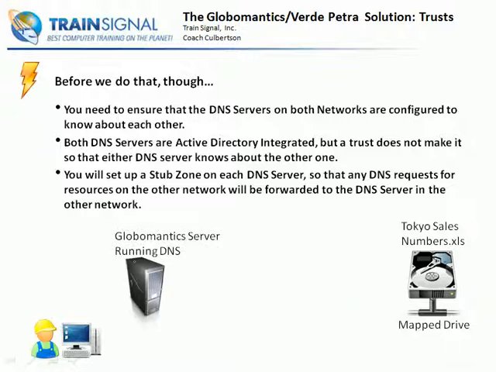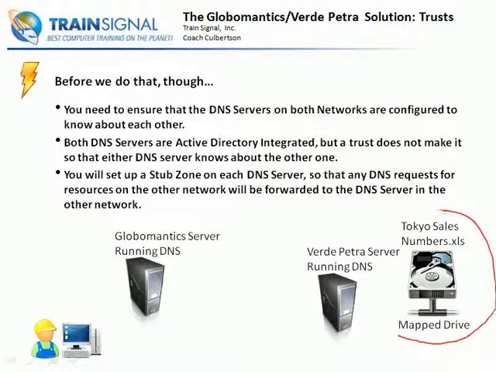All right, let's say we have a Globomantic server running DNS, which we do, okay? And let's say we have the Verde Petra server running DNS, which we do. Let's say that we have a shared mapped drive over here that has a file on it called the Tokyo Sales Numbers.xls. And let's say it's actually on the Verde Petra server because it's a small shop. It's only got 10 people in it, so they're using their domain controller as also a file server, which I know is not the best idea, but it's a small shop. With 10 people, it's probably going to be okay.